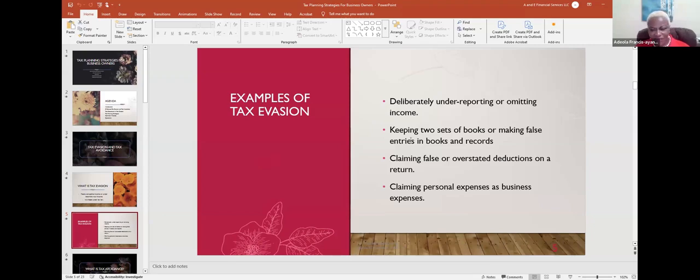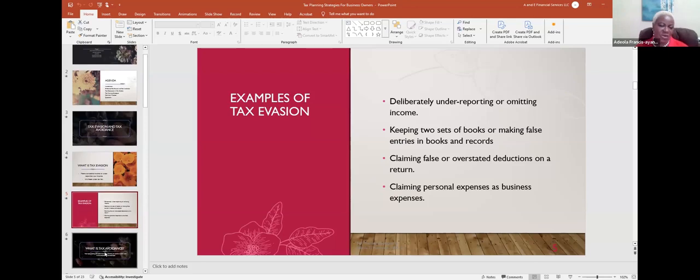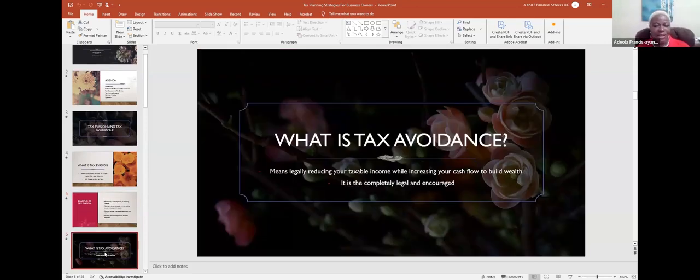Tax evasion is deliberately underreporting and omitting your income, keeping two sets of books, making falsified entries in your books, or claiming fake or overstated deductions on your return. We don't want to do that when we're doing our taxes or planning our tax liability.